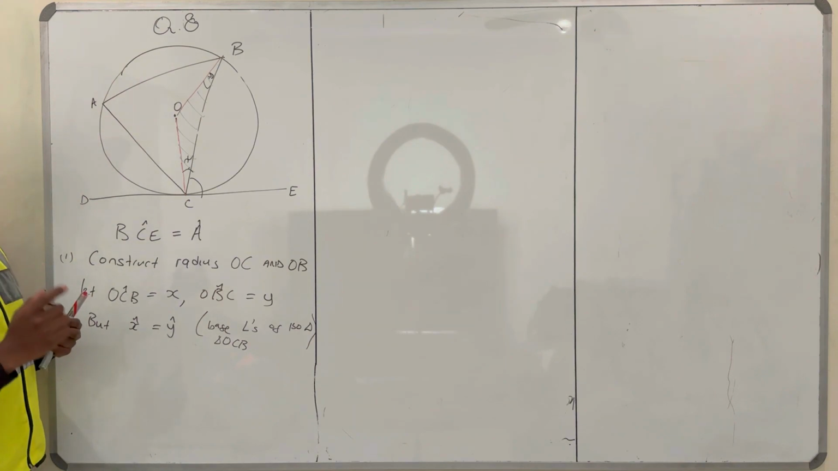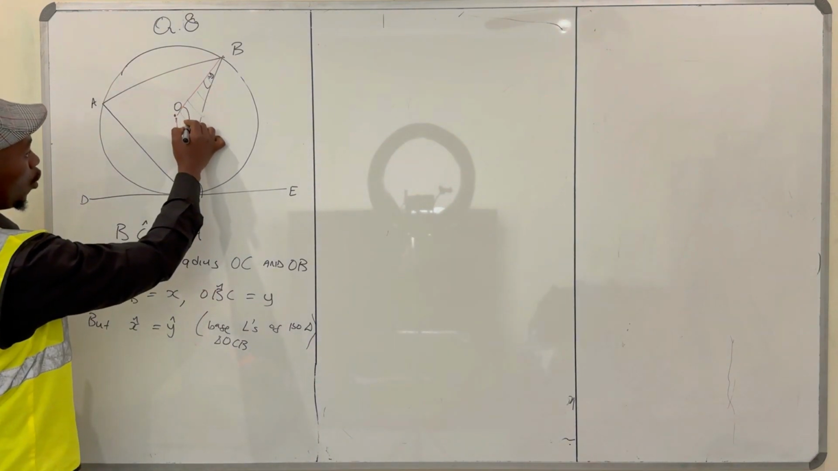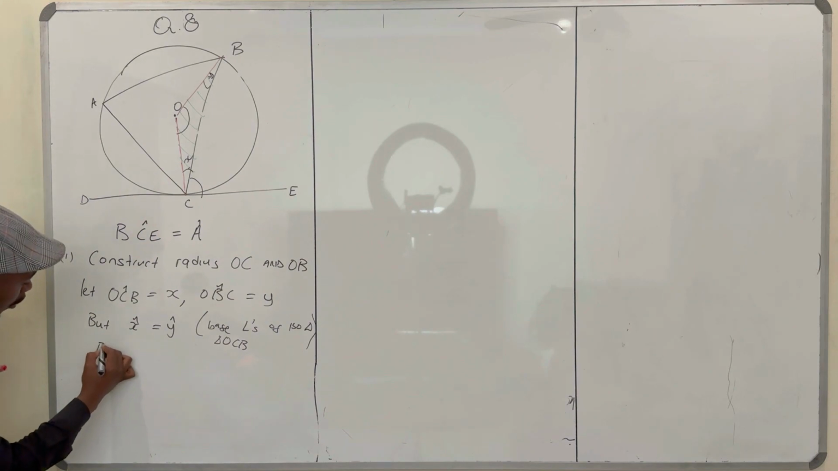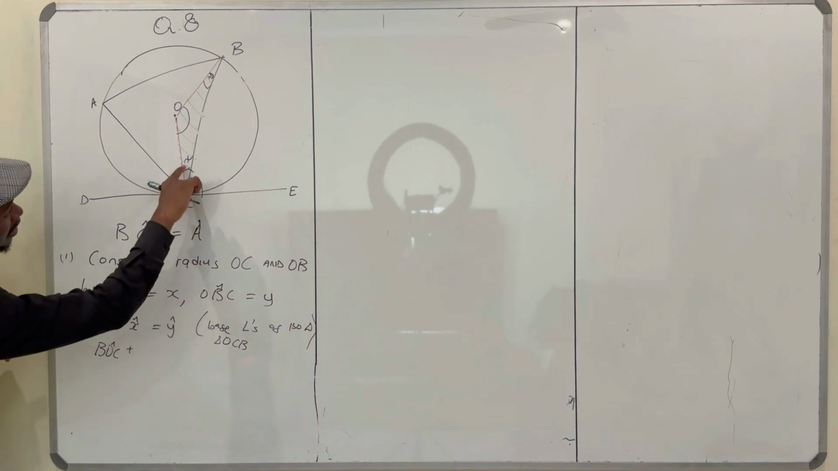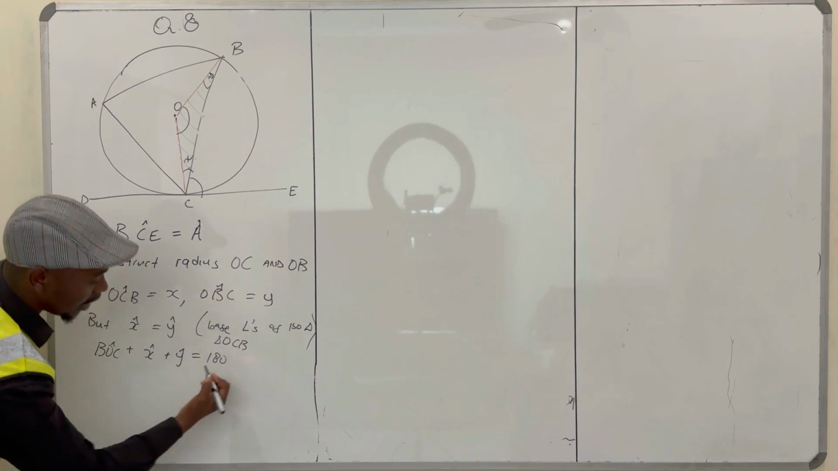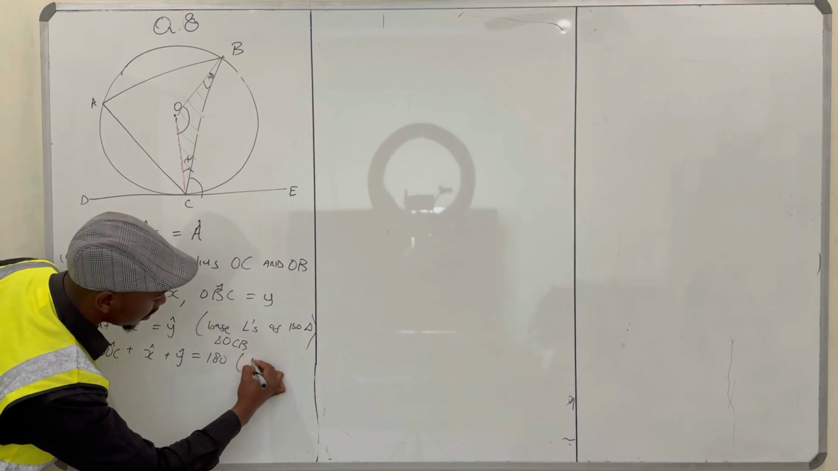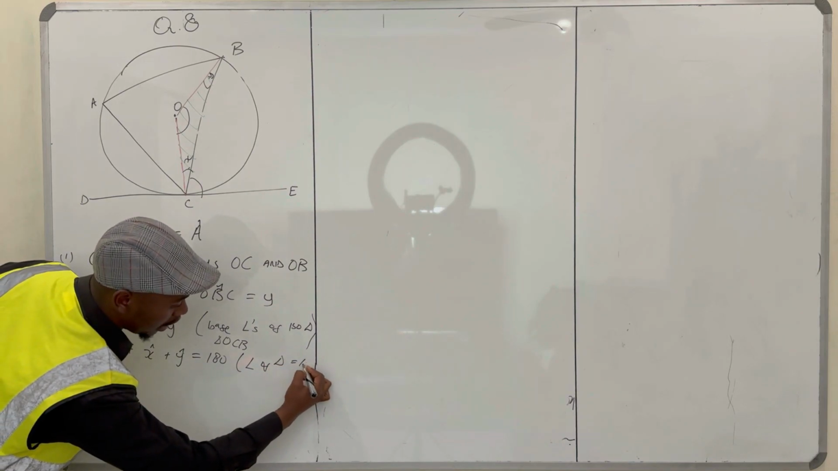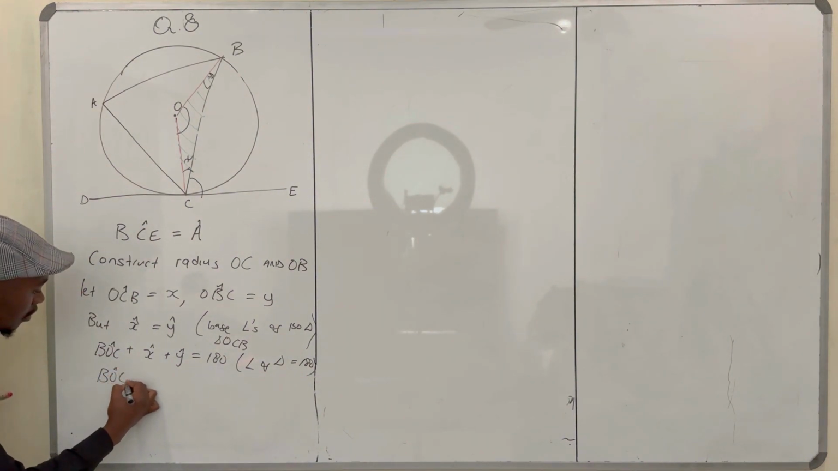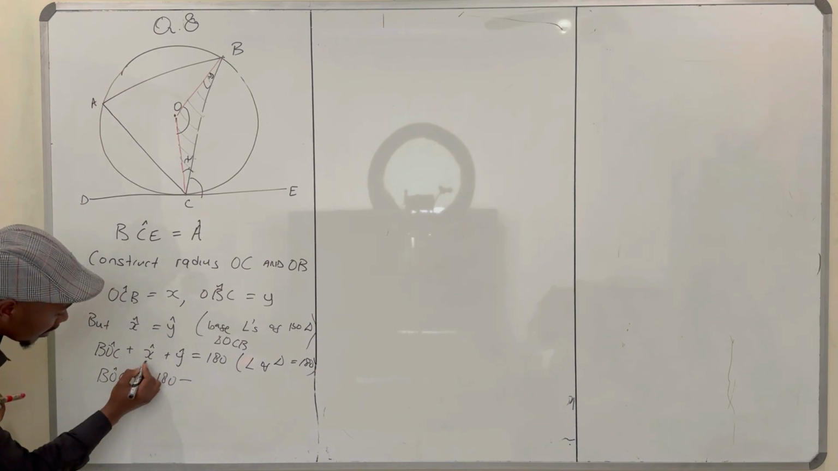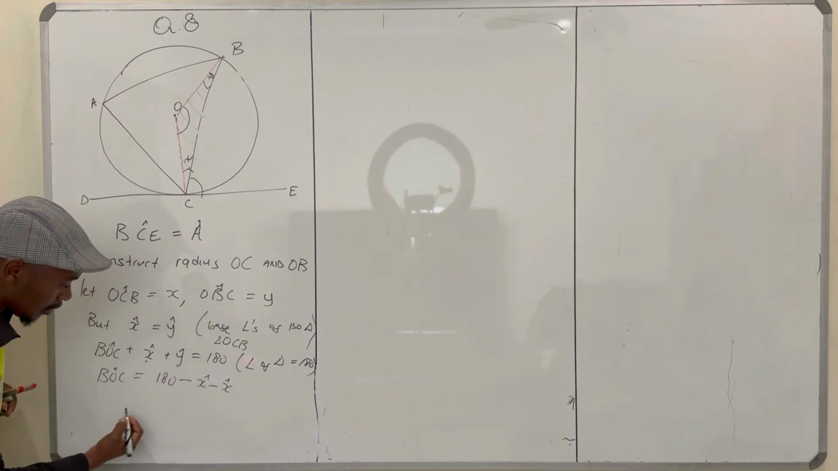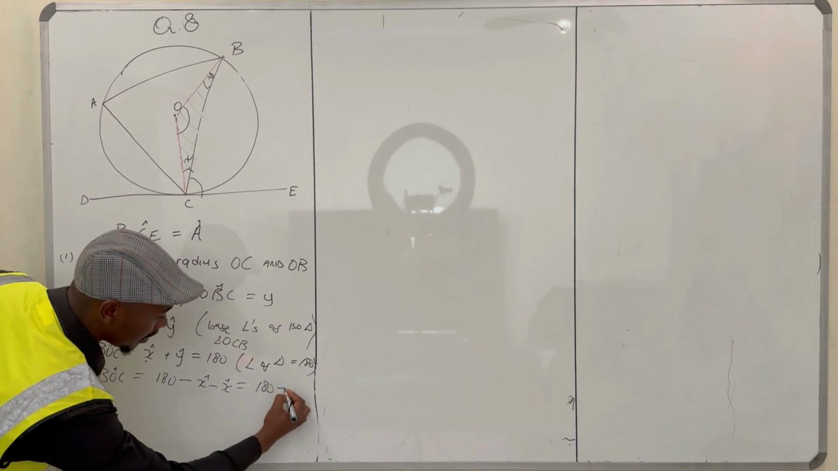All right. So when we're done with this, we can find the angle BOC. So BOC plus X plus Y, this should all give you 180 degrees, because these are angles of a triangle. They all add up to 180 degrees. Therefore, your angle BOC is equal to 180 degrees, subtract your x, subtract your y, but we know that y is also equal to x. This is going to be equal to 180 minus 2x.